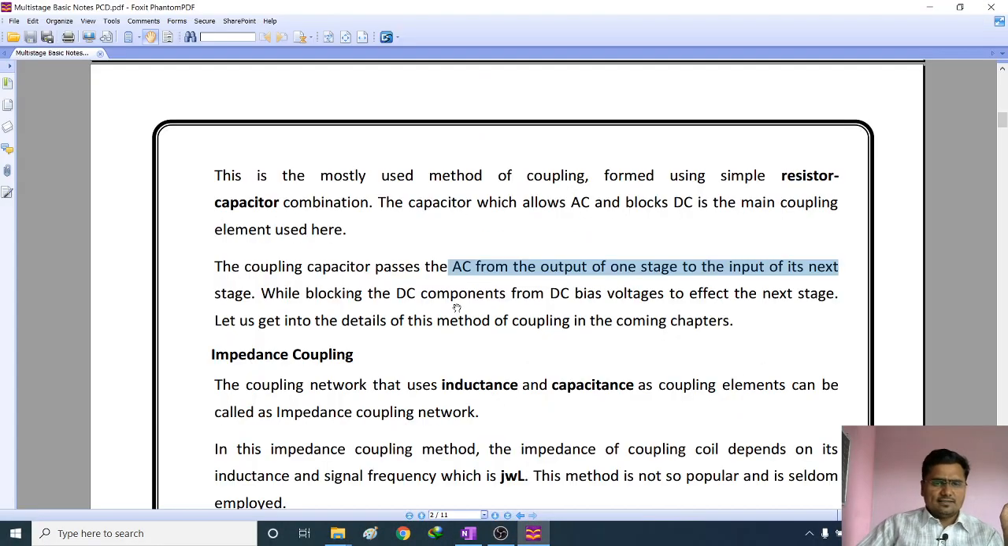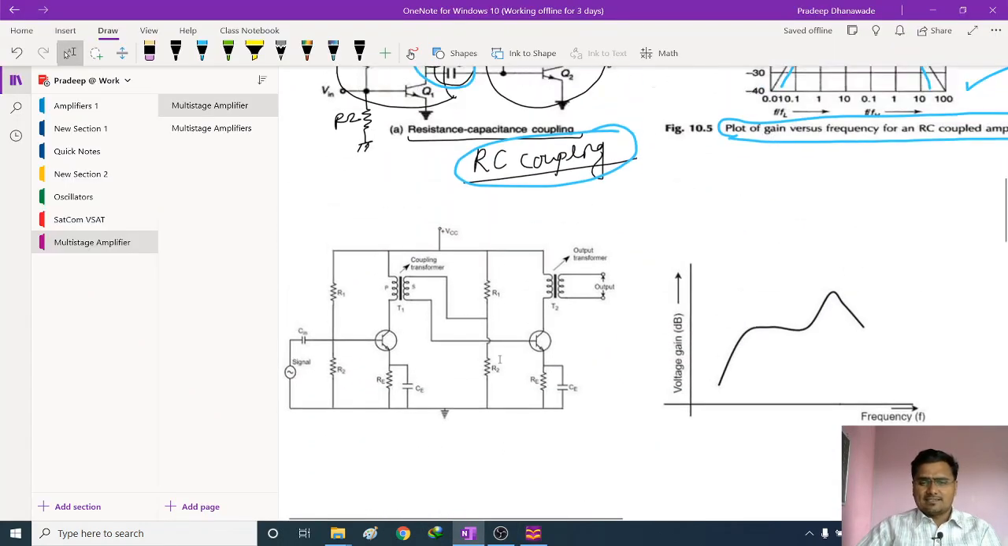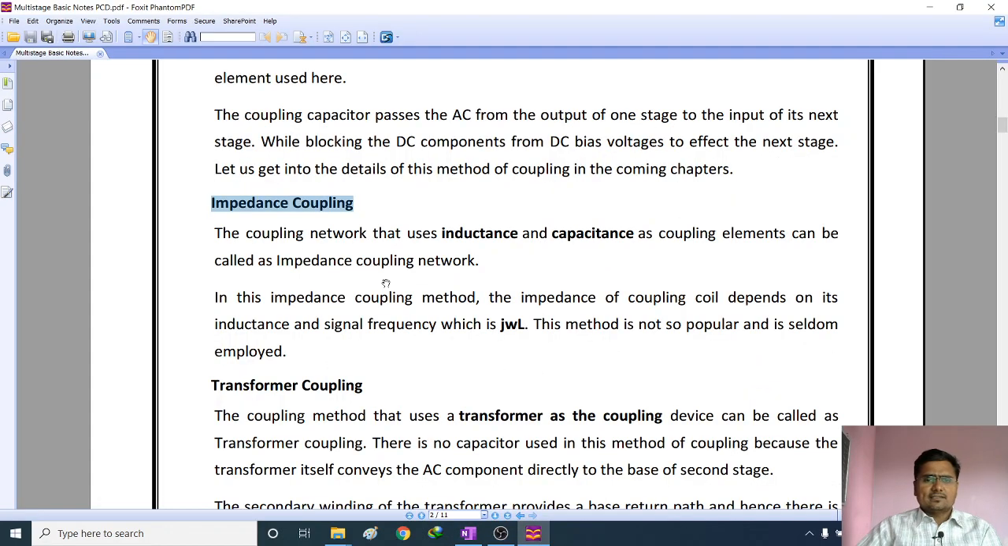Now let me again start with impedance coupling. That is something new which is not inserted in those figures intentionally, because I told you that whenever inductor comes in the picture, confusion and critical things come in. Look at this. Now impedance coupling. What are the coupling networks that use inductance and capacitance? Here in the first method we have used capacitor and resistor. Here I am using capacitor with inductor. And when you connect capacitor and inductor instead of capacitor and resistor, your coupling type becomes impedance coupling.